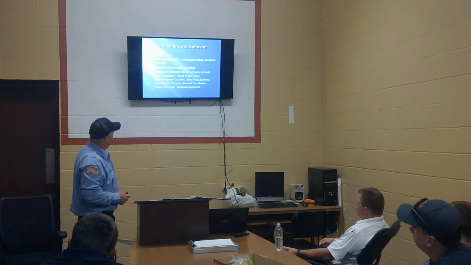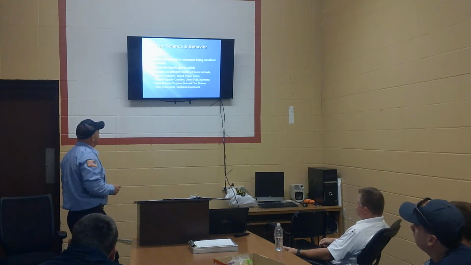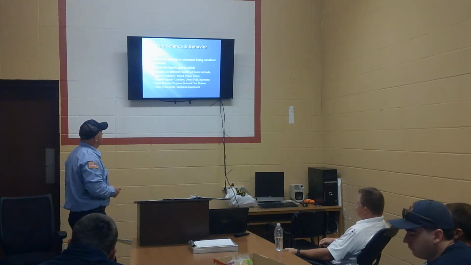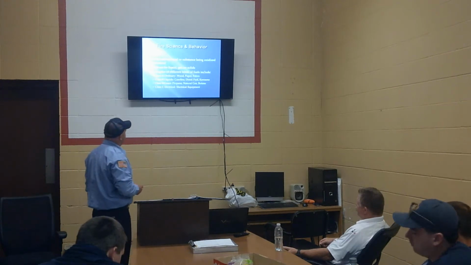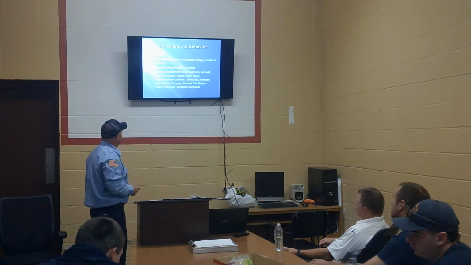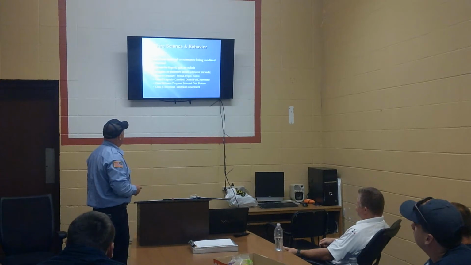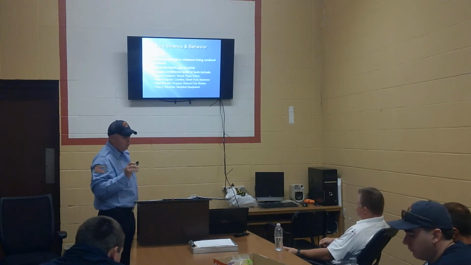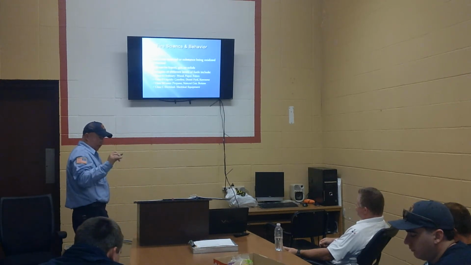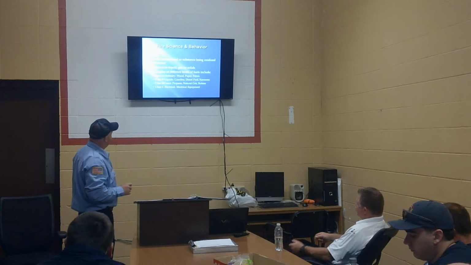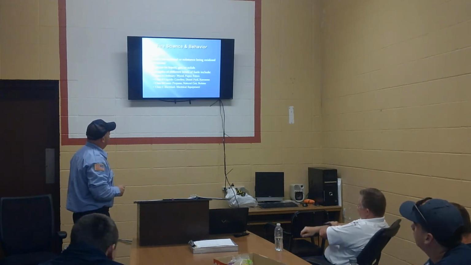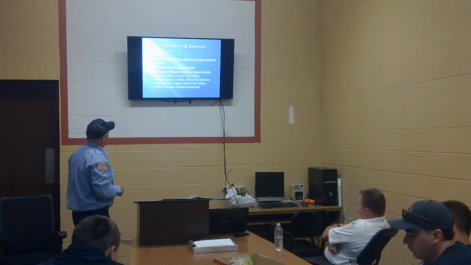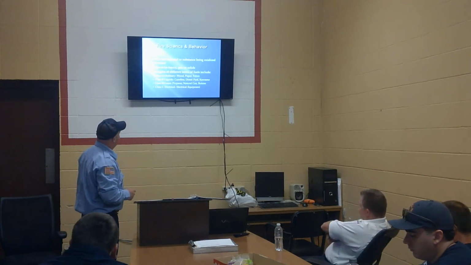Examples of different kinds of fuels include, in Class A, wood, paper, fabric. Class B: gasoline, diesel fuel, kerosene. Class B gases, that's where you have Class B liquids and Class B gases. Class B gases would be propane, natural gas, and butane. Class C, electrical equipment.